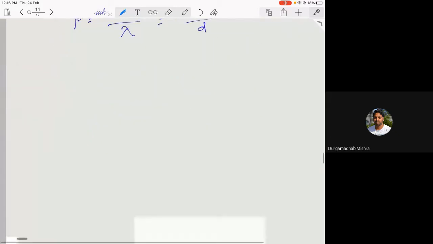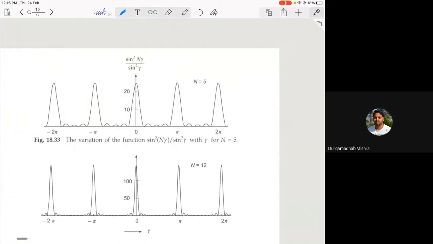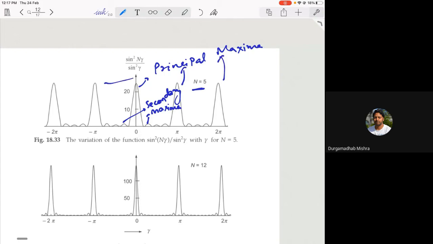So this is how the plot would look like. When you plot the sine square n gamma by sine square gamma as a function of angle theta, so pi, 2 pi, and so on for different n values, this is n equal to 5. What you see is a central principal maxima. Then you have a diffraction pattern around that, and you also have secondary maxima. So these are your secondary maxima, and this is your principal. All these are principal maxima, which correspond to theta when they are equal to 0 or m pi.